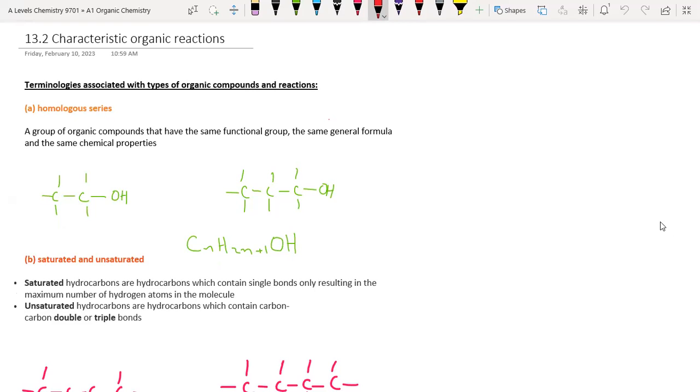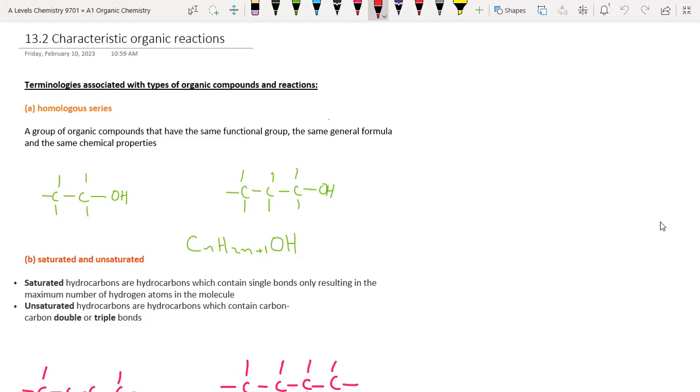Today we are going to discuss the characteristics of organic reactions. First of all, we will discuss the terminologies which are associated with organic reactions or related to organic compounds. We will firstly discuss what a homologous series is.